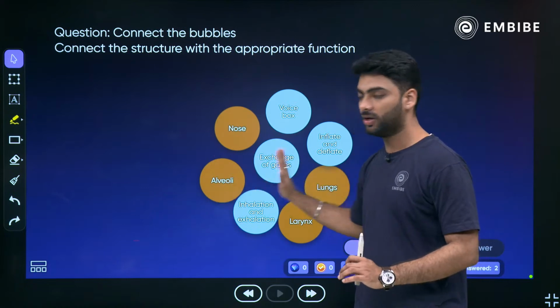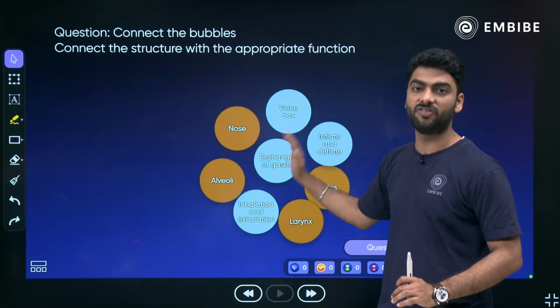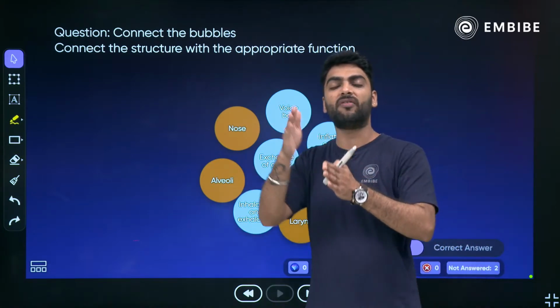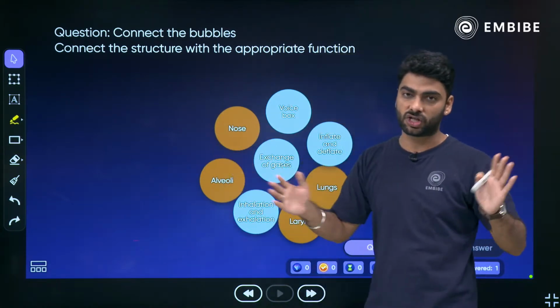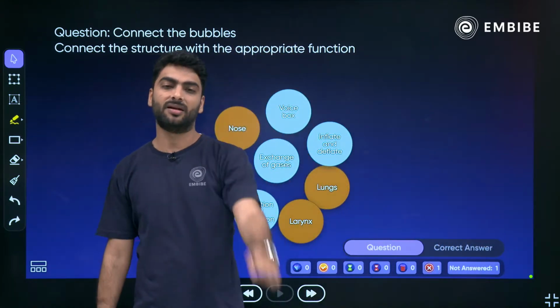So we have got 4 bubbles which are brown in color, which have the organs, and we have got 4 bubbles which have the functions. You have to connect the organ to the correct function. I'll give you 1 minute for this super easy activity. Do it and then let's see.